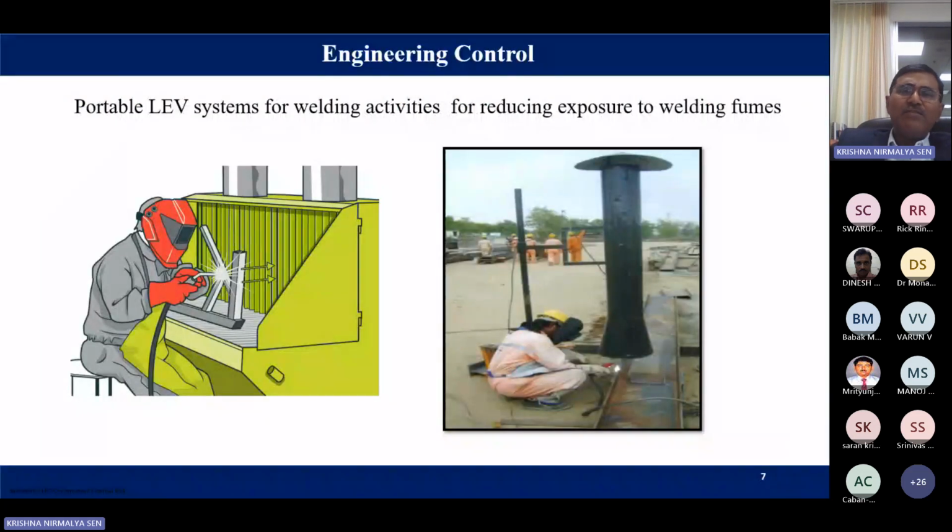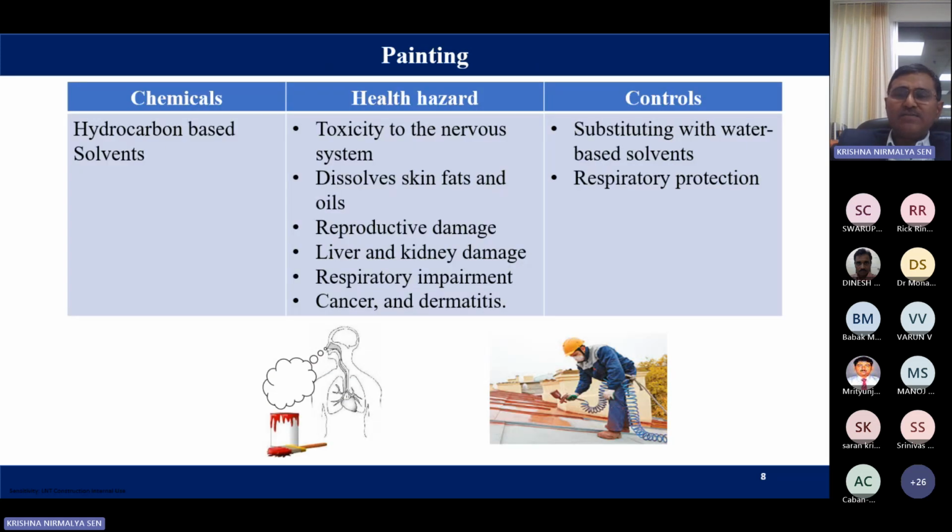If you do the work in a workshop, you have a very standardized way of controlling it more effectively. But when things are done at project sites, it may be very difficult, though some local arrangements can be made to ensure that the breathing zone of the worker is not much polluted with the products of welding, etc.